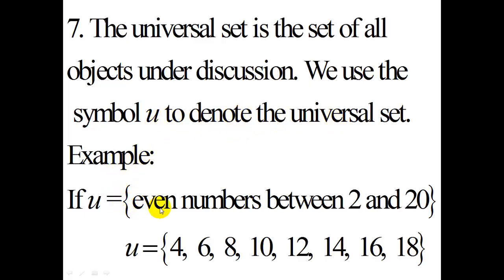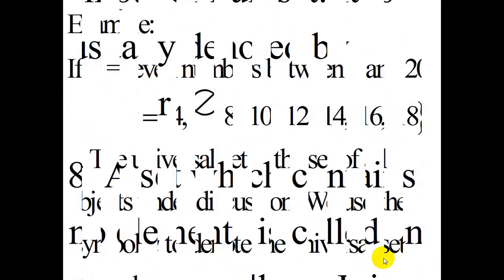Example, if U equals even numbers between 2 and 20, that means that the universal set will be 4, 6, 8, 10, 12, 14, 16, and 18. Because they are even numbers between 2 and 20, it means that 2 and 20 themselves are not inclusive. So the universal set U equals 4, 6, 8, 10, 12, 14, 16, and 18.